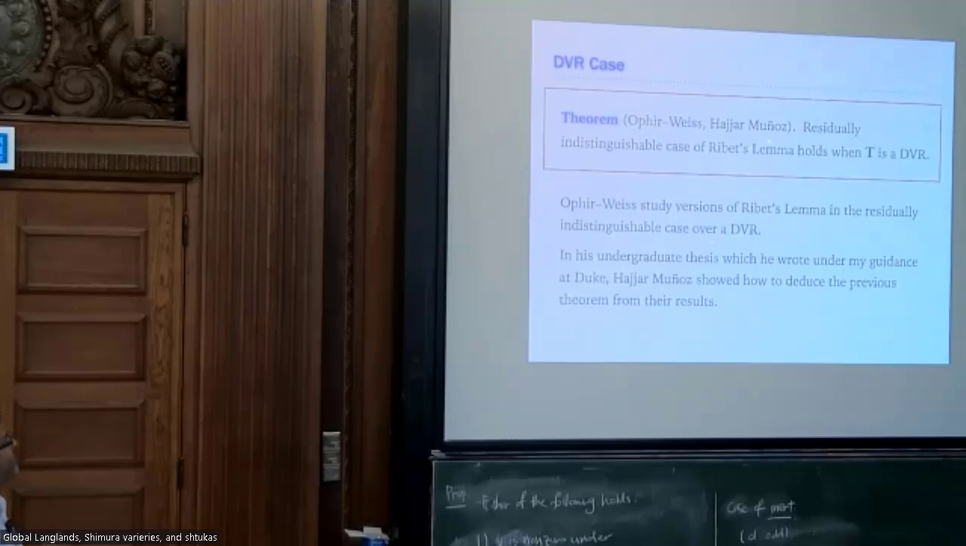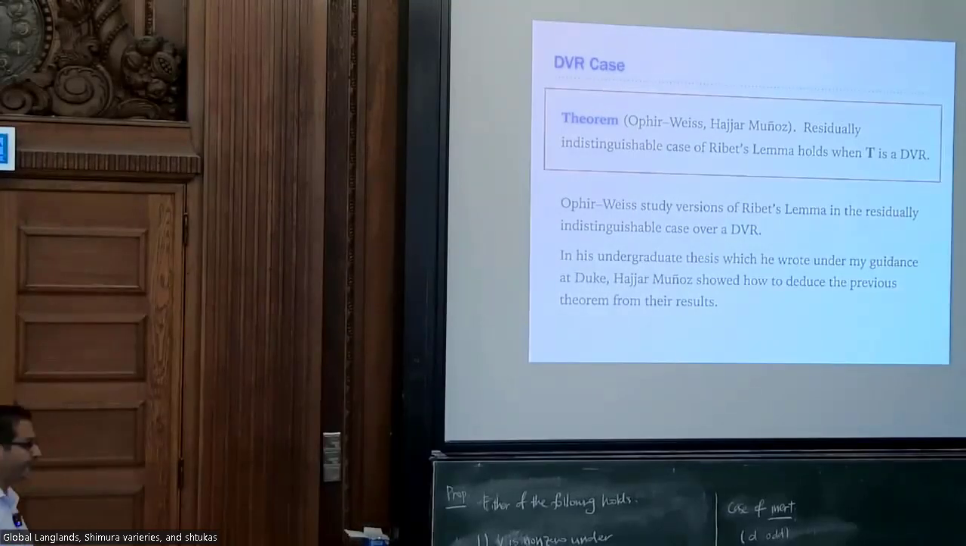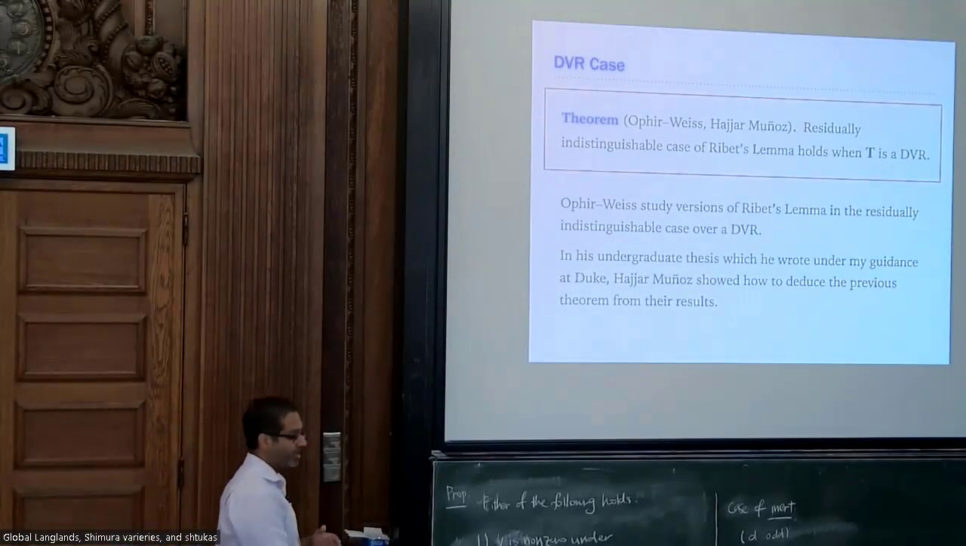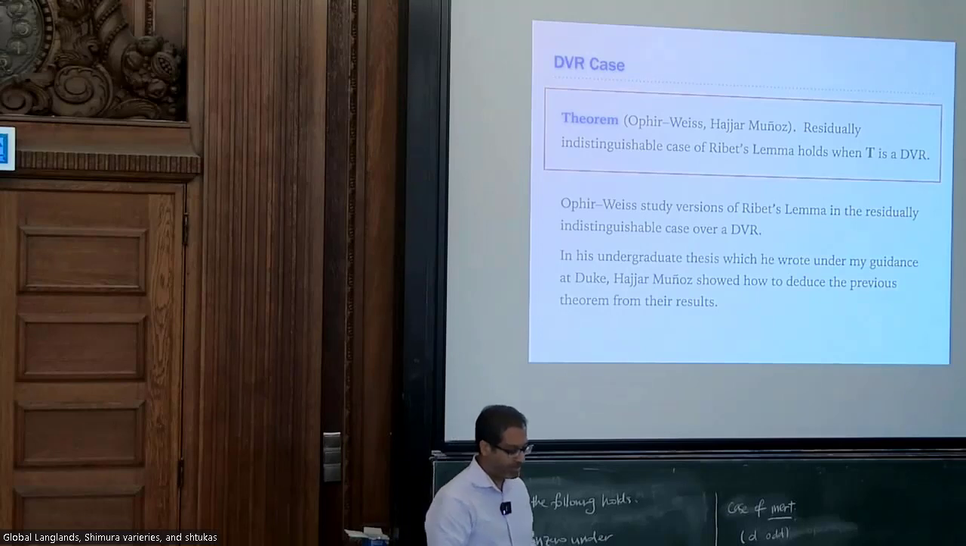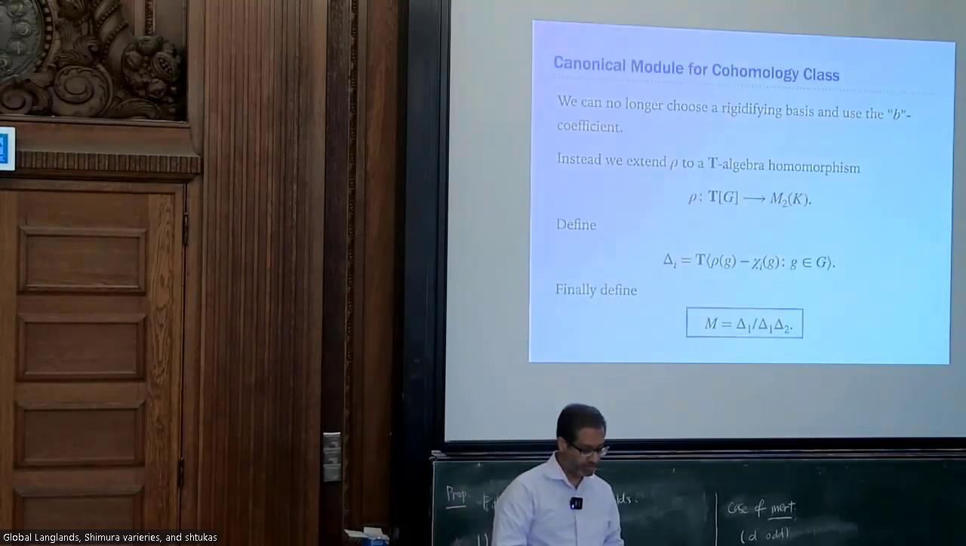And so I gave him as a problem to deduce the theorem that I just stated on the previous slide from the works of Ofer and Weiss in the case when T is a DVR, and he was able to do that. So the DVR case is handled by studying the Bruhat-Tits tree of GL2. But the general case is a bit more difficult, so I want to explain how you do that.